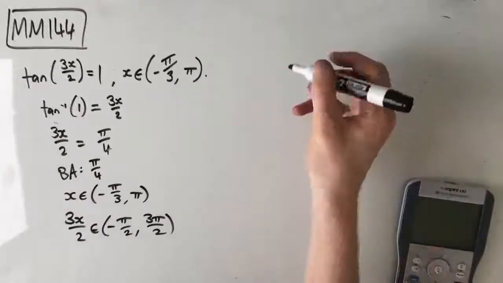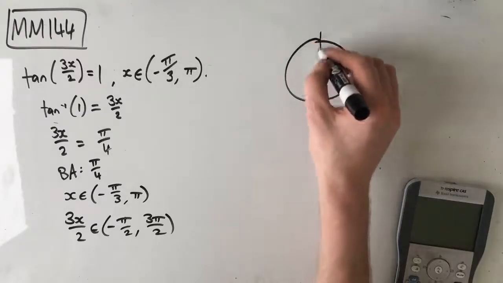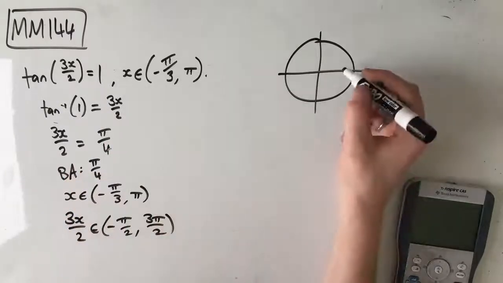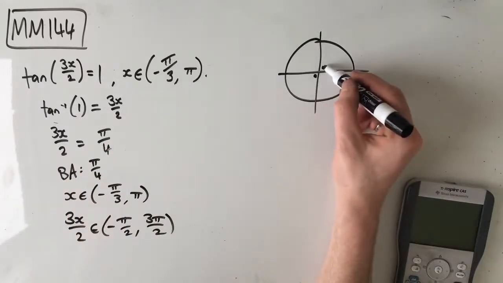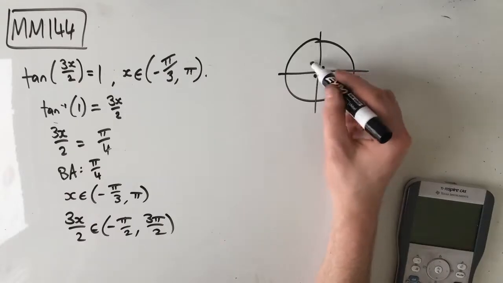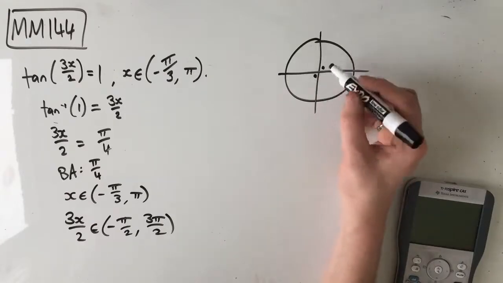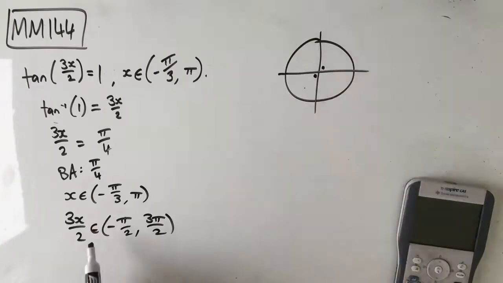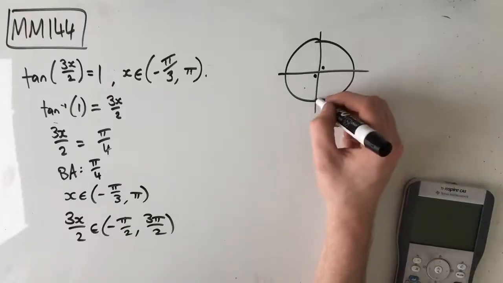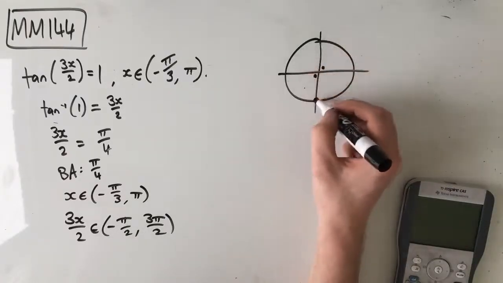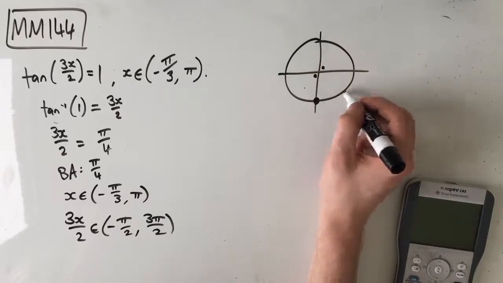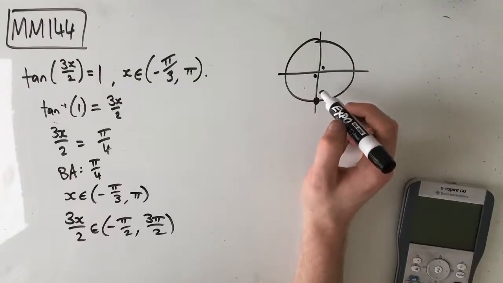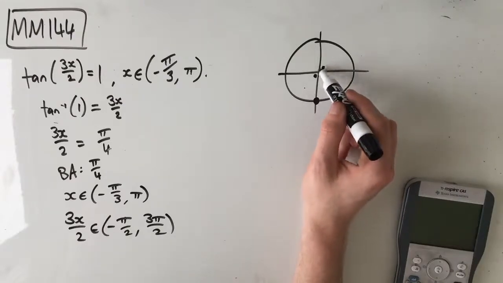So this means that according to our unit circle, tan of 1 is positive, which means we're looking for answers in quadrant 1 and quadrant 3 because of our CAST reminder, where tan is positive in quadrants 1 and 3. So our domain for 3x/2 is -π/2, which is here, all the way around to 3π/2, which is back at the same spot. So we've got one revolution here, which means that we're looking for our answers in these two quadrants.